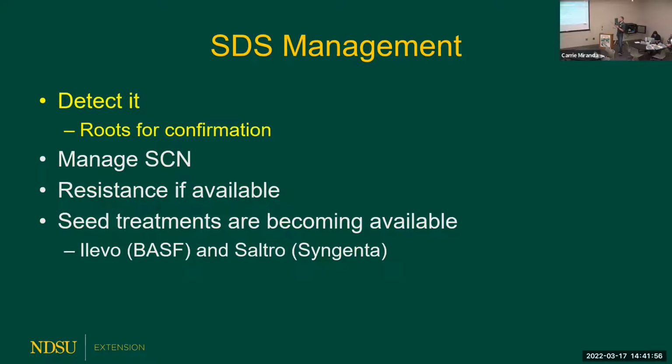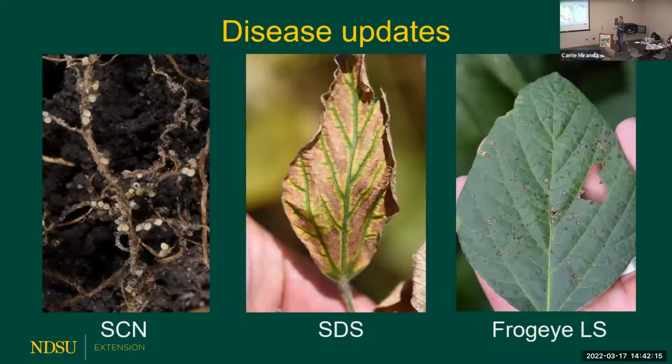For resistance, seed treatments are available, but the little bit of research I've seen personally on that shows that in high disease environments, seed treatments are effective. And seed treatments are effective because it is a soil-borne disease, not a foliar disease, although you see the foliar symptoms. Okay, frogeye leaf spot.